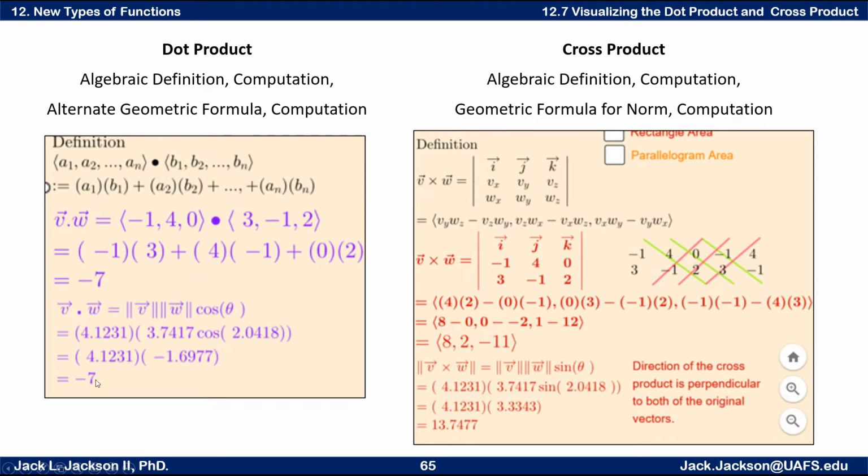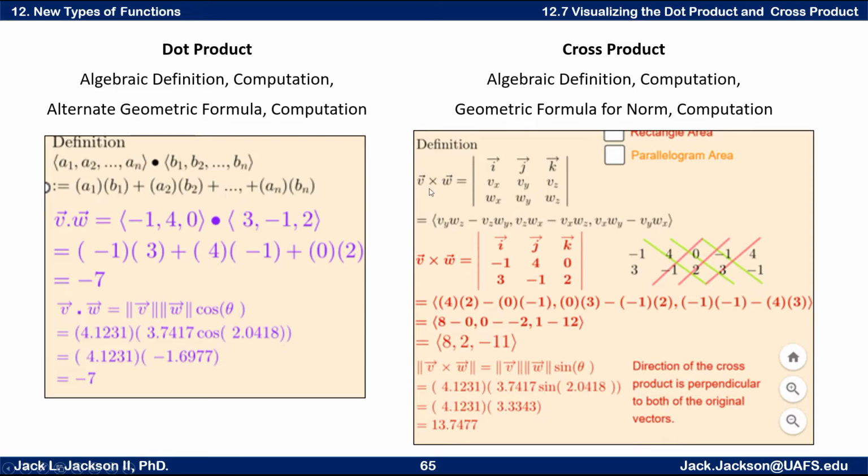And we get, actually turns out to be exactly a -7, which of course it should be because that's how we computed it up here. On the right hand side, this is also in the applet. If you zoom in on this part of it, you'll see the definition of the cross product. One way to remember it is with this determinant, but it boils down to this particular form.